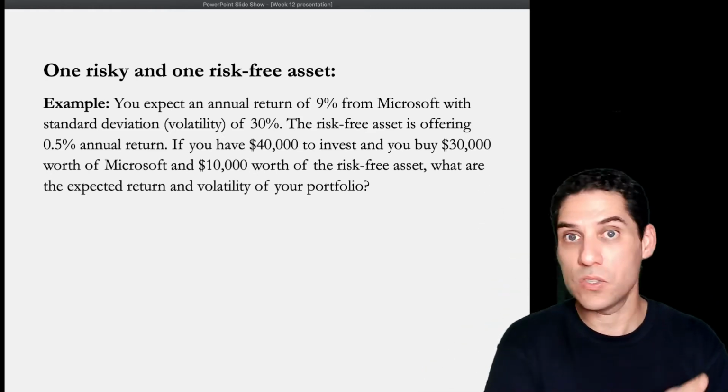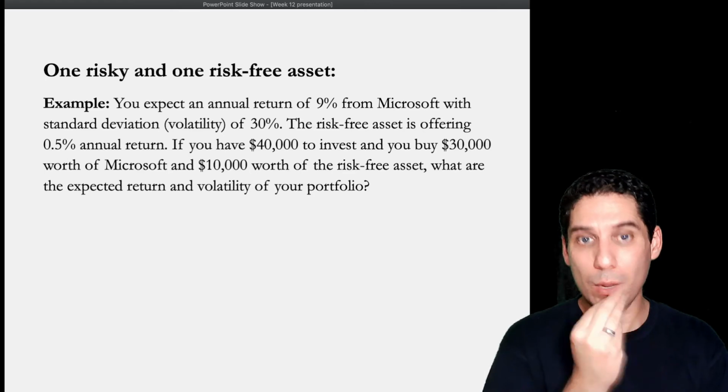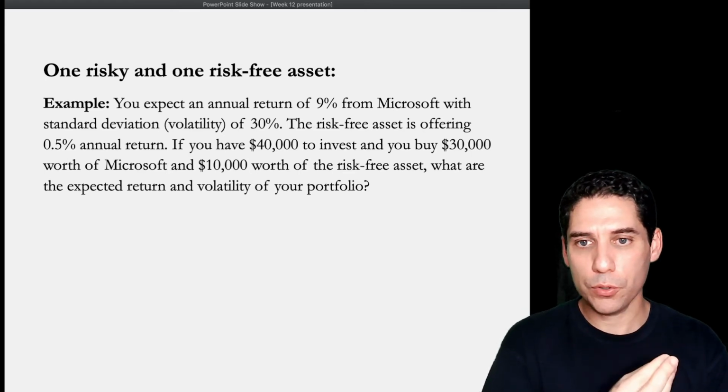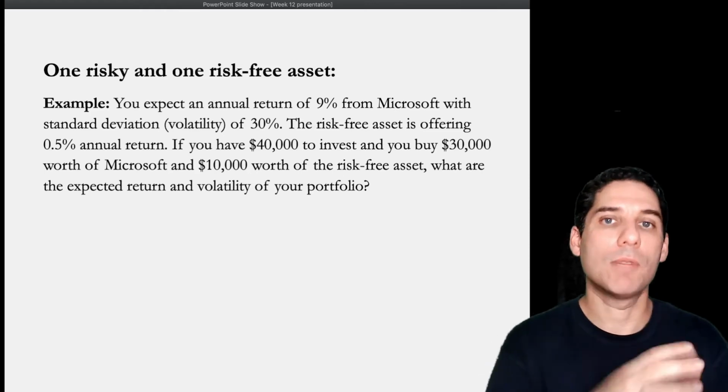So sigma is 0, but the return we would get is 0.5%. So now we're going to form a portfolio. What's very important in forming portfolios is portfolio weight. So we're going to talk about, all right, how much money are you investing?